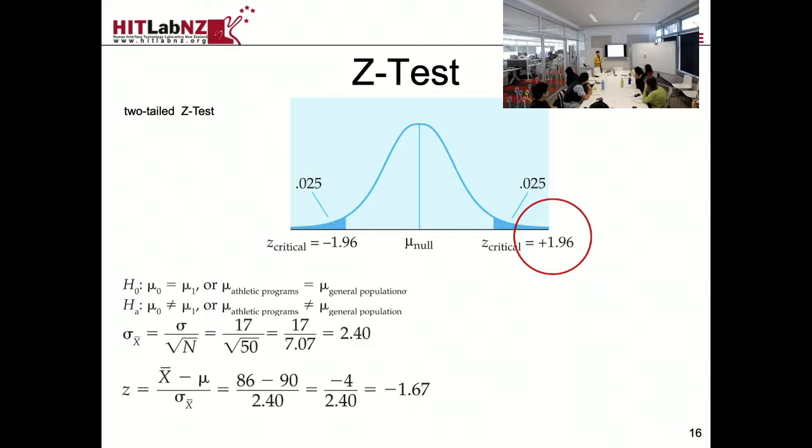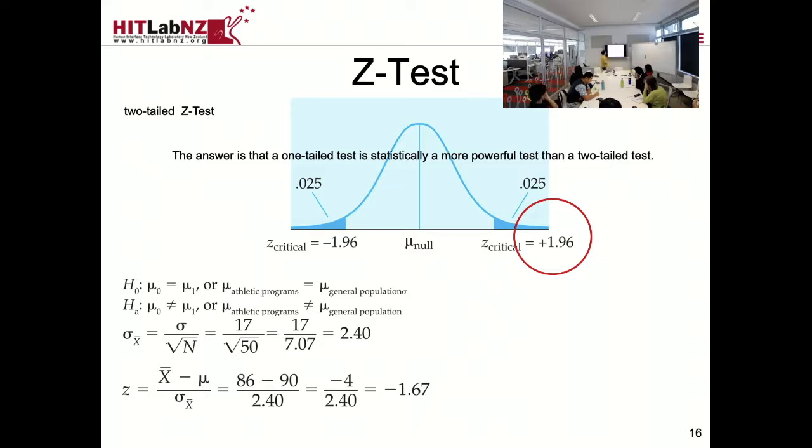We don't want to keep that significance level because we still want to keep this level to get the significant p-value, right? For that reason, we cut it in half. So the left side will have 0.025 and the right side also has 0.025. For that reason, the critical value is much higher. So the key is a one-tailed t-test is statistically a more powerful test than a two-tailed test. Does it make sense?